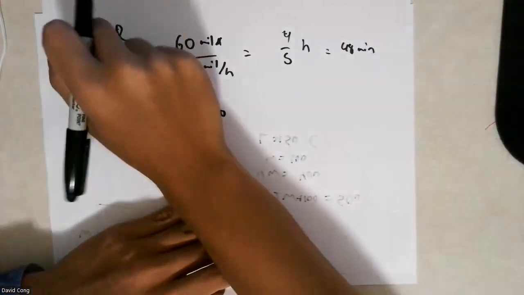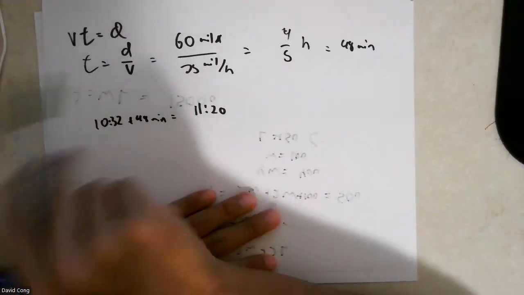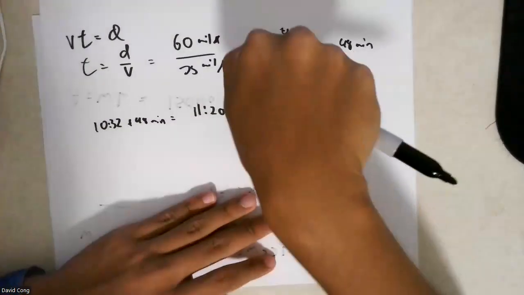Again, this is just using our well-established velocity times time equals distance. Going to time equals distance over velocity. We have our distance, we have our velocity, so we have our time. We can just add on to find our final time.